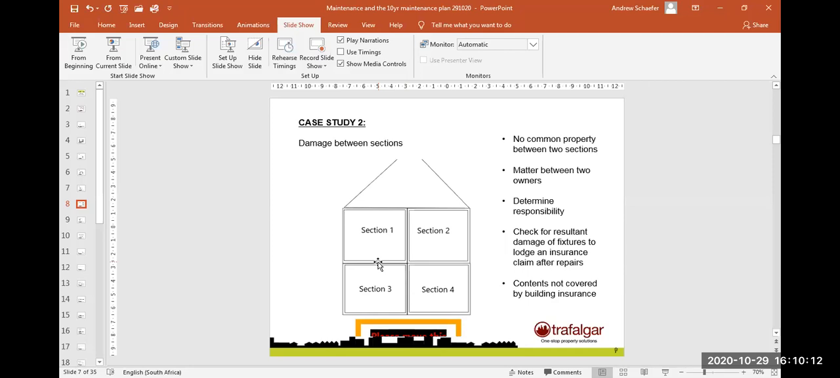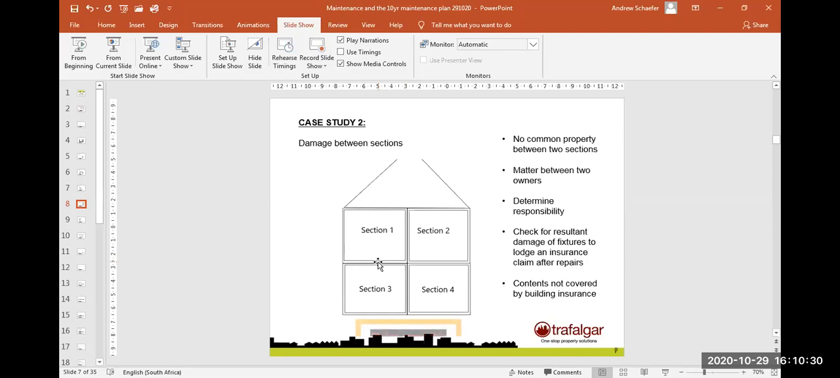In respect of resultant damages, bearing in mind, regardless of whose responsibility it is to fix the origin or the cause of the damage, a claim can still be put in against the body corporate policy for consideration for resulting damages.